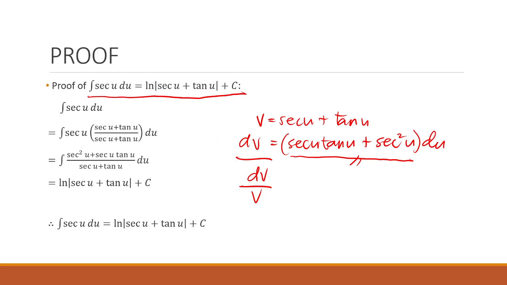So, you try proving the integral for cosecant. You apply the same technique, multiplying by an expression equivalent to 1. So, you apply the same pattern, and then you'll eventually obtain the equivalent integral for cosecant. Okay?